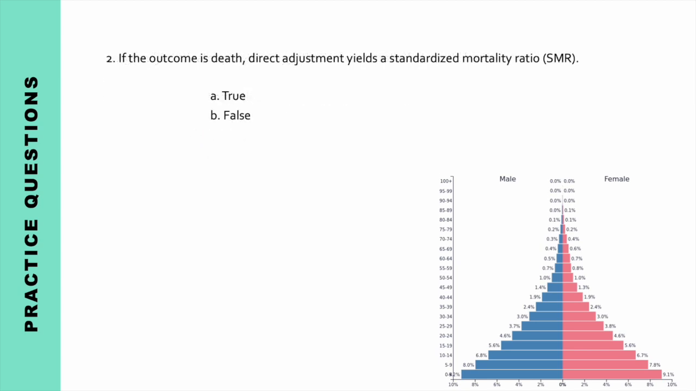If the outcome is death, direct adjustment yields a standardized mortality ratio. True or false? False. It's indirect adjustment that yields a standardized mortality ratio when the outcome is death.